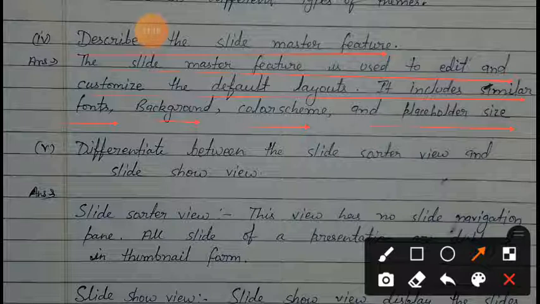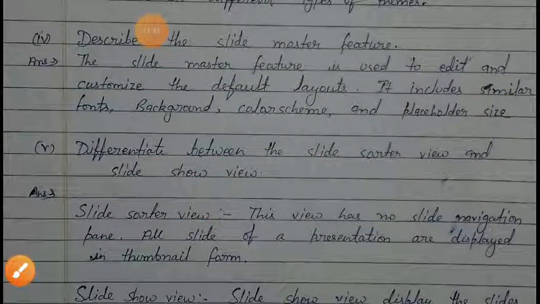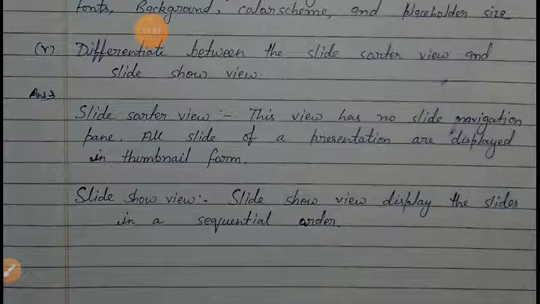Now come to the question number 5. Differentiate between the slide sorter view and slide show view. So students, slide sorter view has no slide navigation pane. All slides of the presentation are displayed in thumbnail form. And slide show view displays the slides in a sequential order.